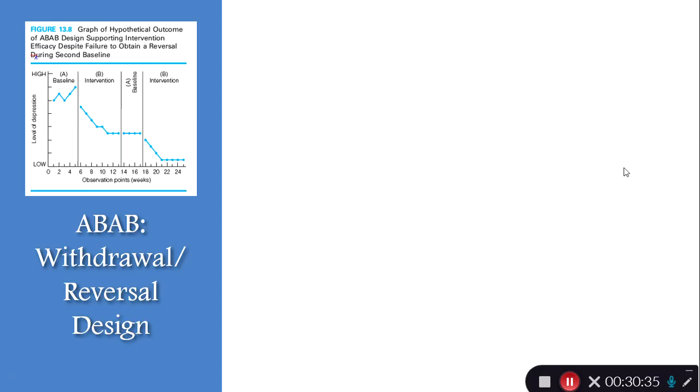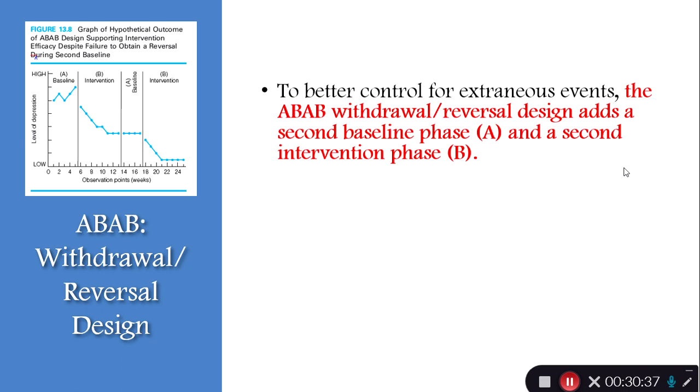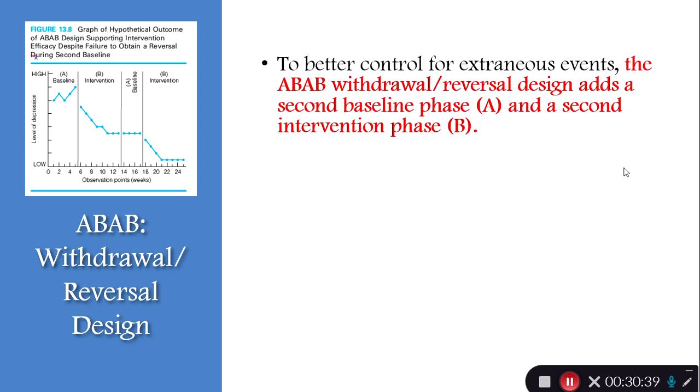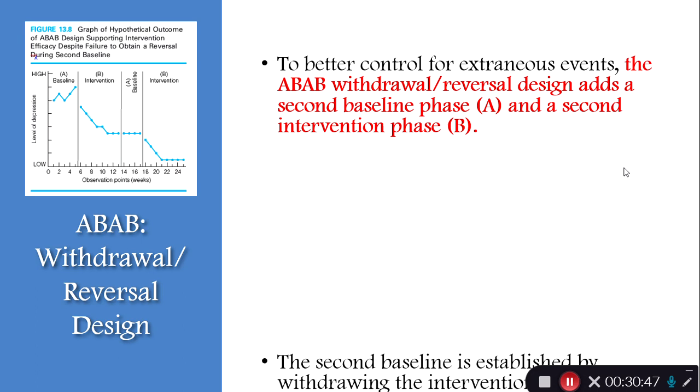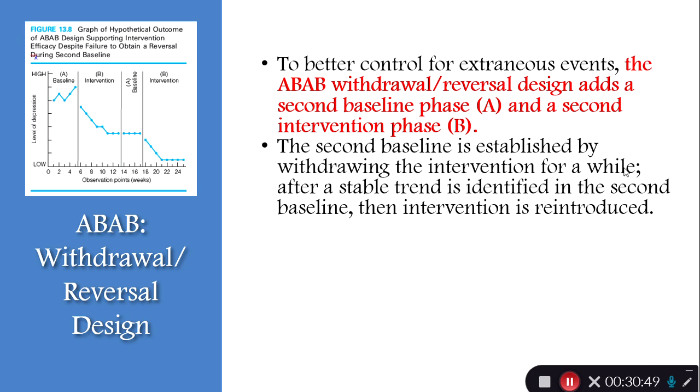And then here's our next design, the AB/AB design. And so to better control for extraneous events, the AB/AB withdrawal or reversal design adds a second baseline and a second intervention phase. The second baseline is established by withdrawing the intervention for a while. After a stable trend is identified in the second baseline, then we reintroduce the intervention.